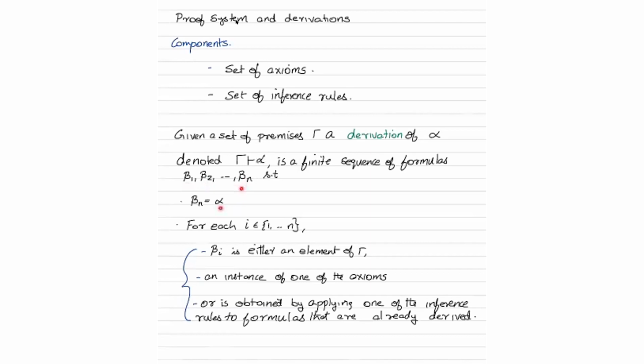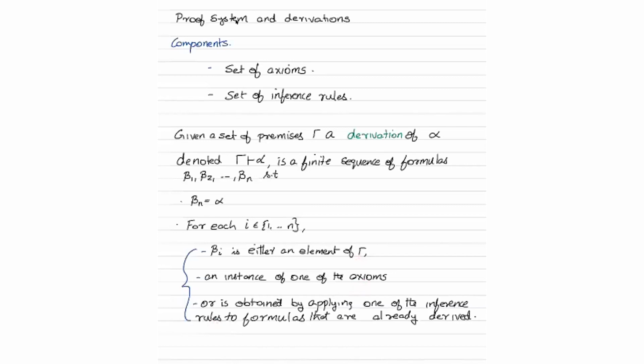So the last formula has to be alpha. What about all these formulas, beta 1, 2, up to beta n minus 1? Well, each can be either an element of your premise, gamma. Gamma is a set of formulas. It can be an element of gamma, it can be an instance of your axiom, or it is obtained by applying one of the inference rules.